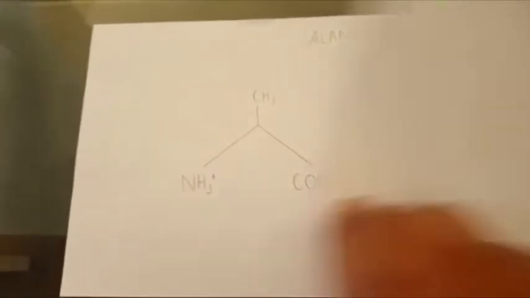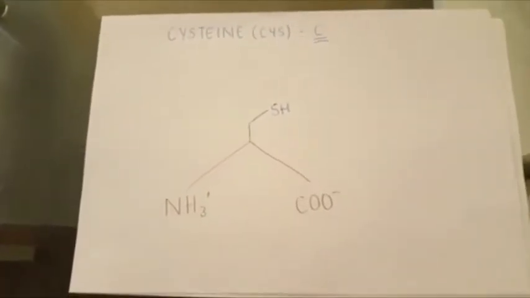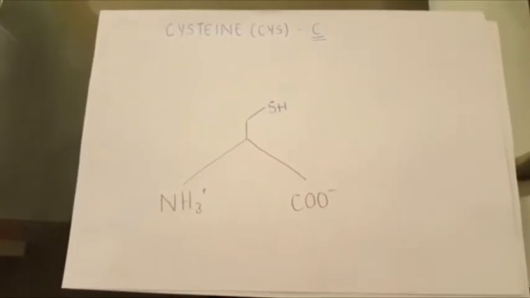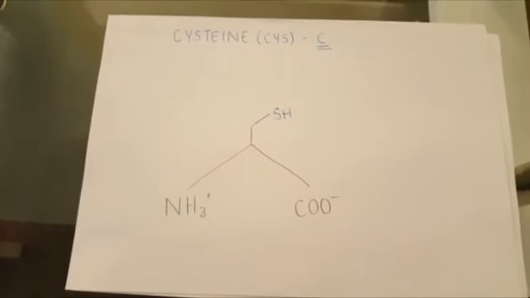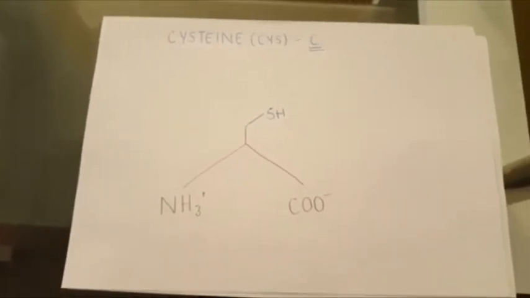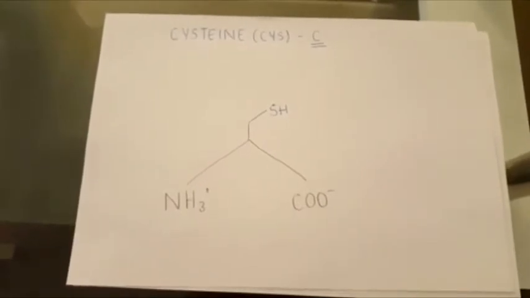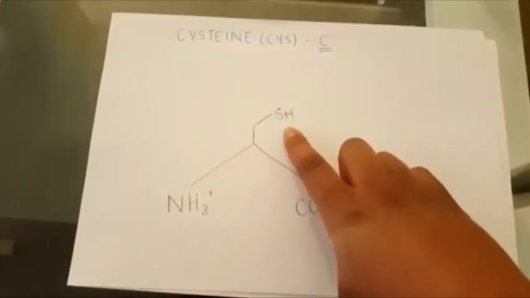The second amino acid that I'm showing you is cysteine. The 3-letter abbreviation for this is CYS, and the 1-letter abbreviation for this is C. And it has the amino group and the carboxylic group and the alpha and the beta carbon, like I explained before. But the only difference with this is that it has an extra carbon and a sulfhydryl group.